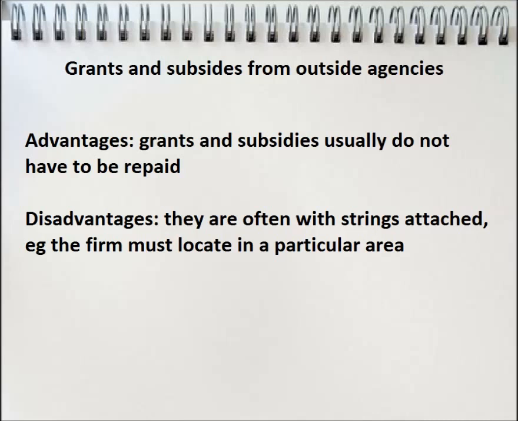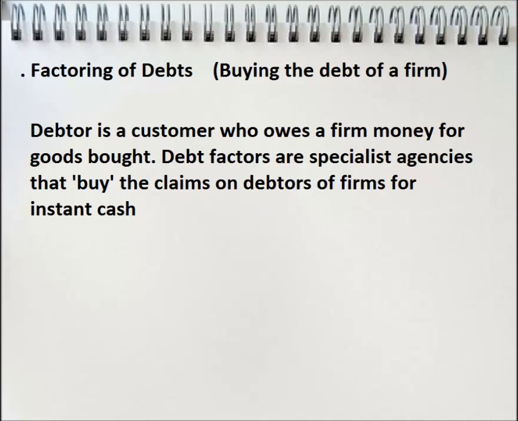For example, the firm must locate in a particular area. Factoring of debts: buying the debt of a firm.